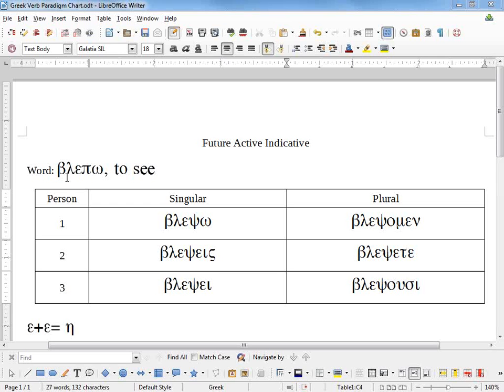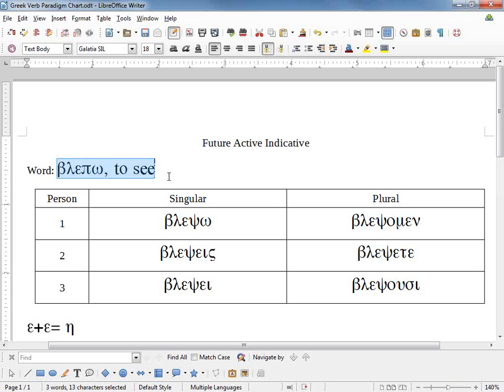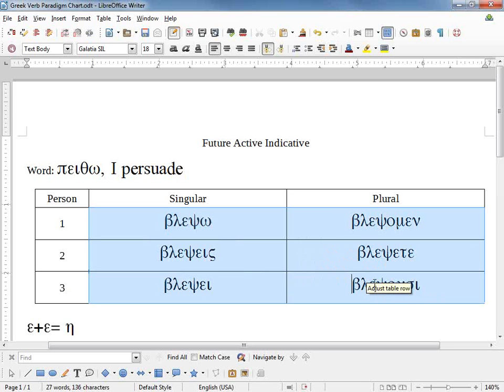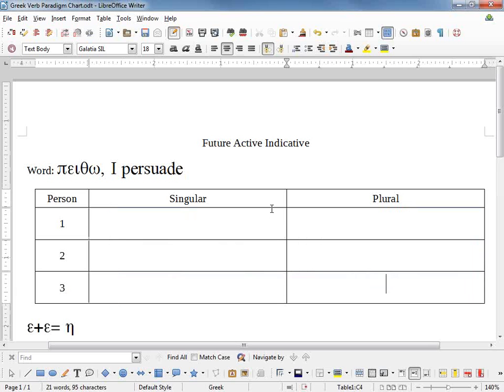Okay. So the next example is a dental example. Instead of blepo, I'm going to use peitho. That is pi, epsilon, iota, theta, omega. Peitho, in English, is I persuade. So, question. What is the stem for peitho? What do you think our stem for peitho is?